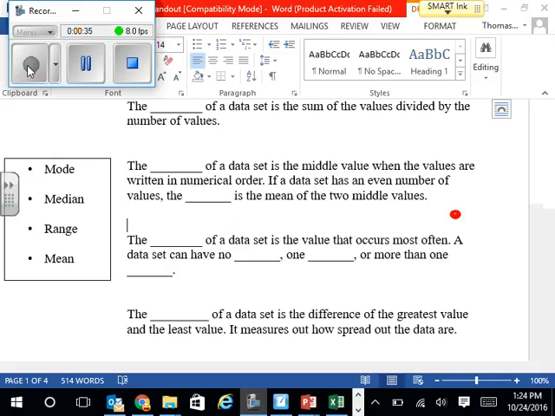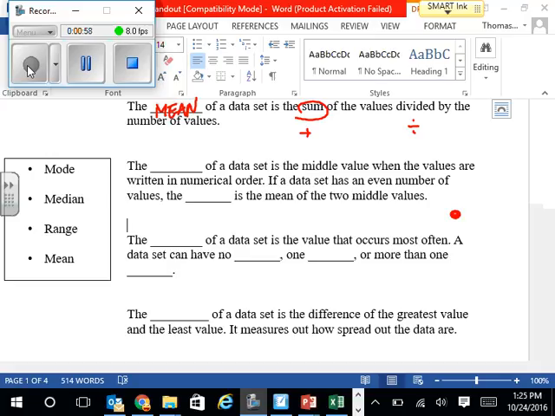The blank of a data set is the middle. Oh, yeah. Value, circle that. That's important. When the values are written in numerical order, that's a way of saying from small to large, or large to small. Usually go small to large. If a data set has an even number of blank, well, let's just take the first sentence because that one is the definition. Now, where is that? What do you have? Median.